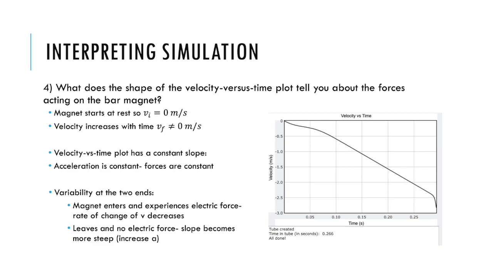However, we do see some variability at the two ends, which means that the magnet enters and experiences the electric force, so the velocity decreases, and then it leaves and doesn't see any electric force, so the plot becomes steeper, which means the velocity increases.